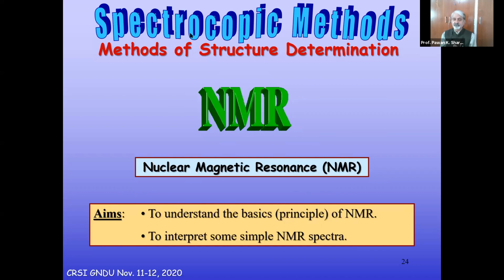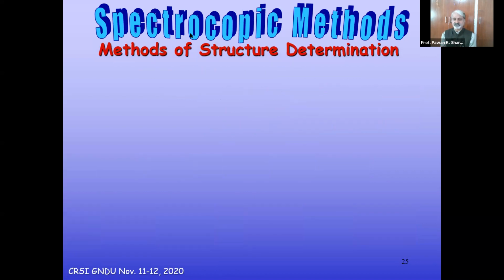And I know all of you know, but still, if you understand the basic principle of NMR, it becomes very easy to understand everything else. And by understanding the principle of NMR, the basic aim is to reach a stage where we can interpret some simple NMR spectra, or where we can identify simple structures from the NMR spectra.